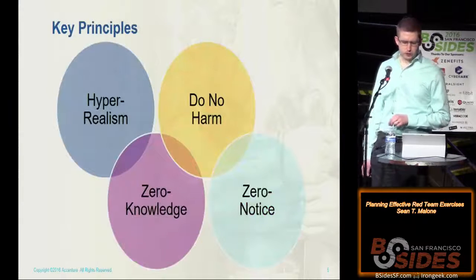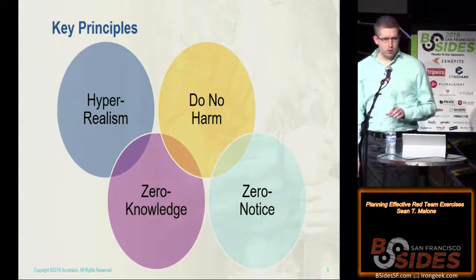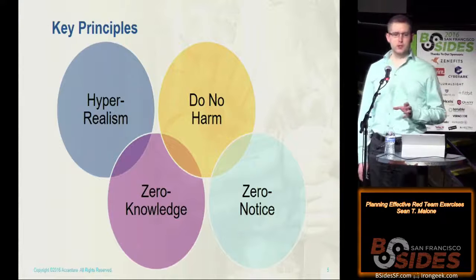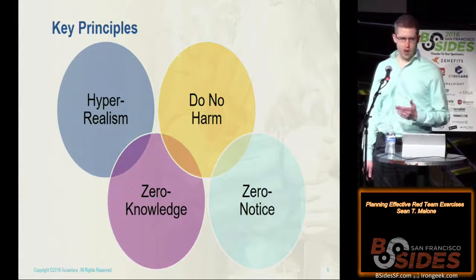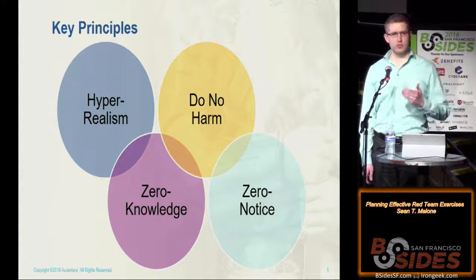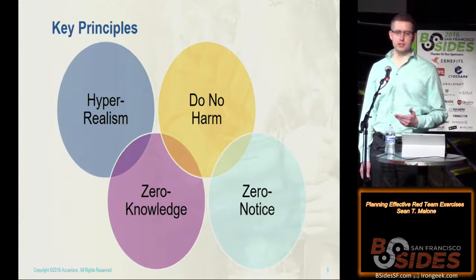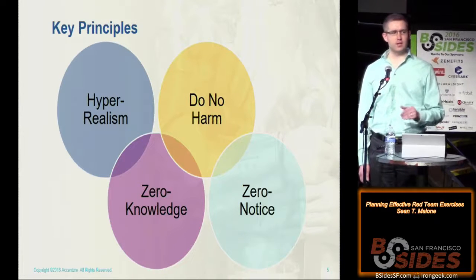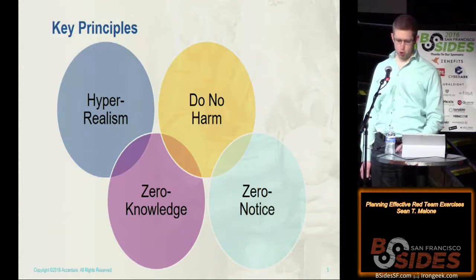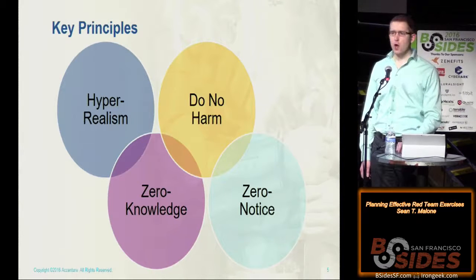So a few key principles here. The first is hyperrealism, which means that in order to evaluate their resiliency to attack, we have to actually attack them, and we have to attack them in the most realistic way possible. Obviously, the corollary to that is we're not going to take the final step of actually causing harm to the business. So, hyperrealism while doing no harm.